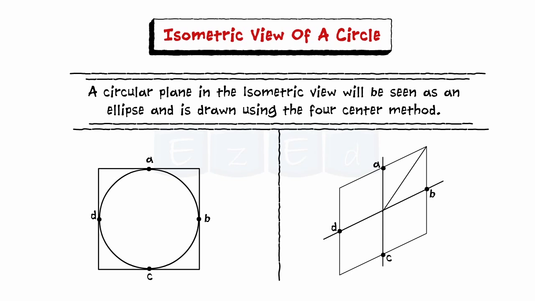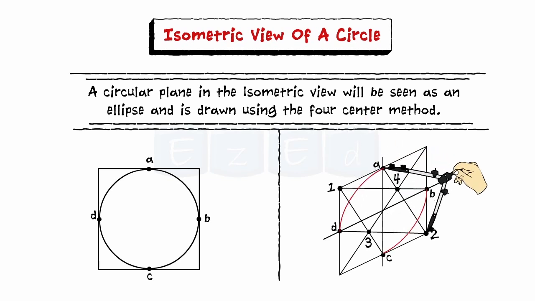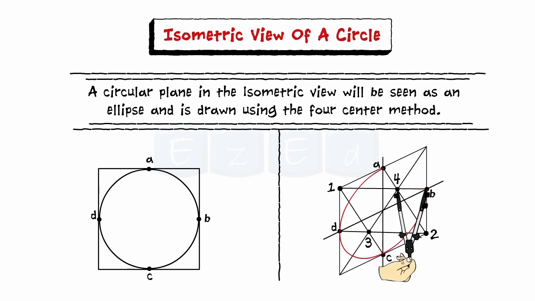Then join the longer diagonal and name the opposite corners 1 and 2 as shown. Now from the corners 1 and 2, draw lines joining the midpoints of the opposite sides. These lines intersect the longer diagonal at points 3 and 4 as shown. Taking 1 as the center, draw arc. Then taking 2 as the center, draw arc. Next, take 3 as the center and draw the arc, and then take 4 as the center and draw arc.